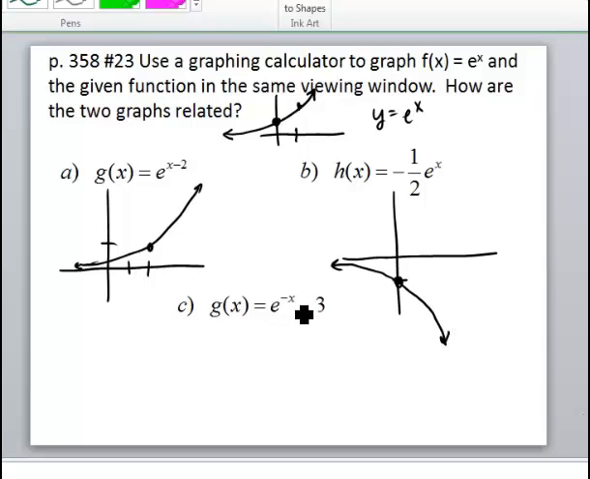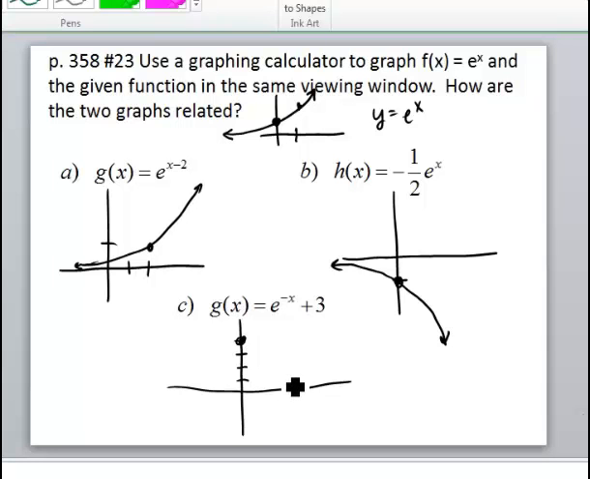This last one is flipped over the y-axis, and the +3 raises it 3 spots. So if I go ahead and raise those 3 spots, I was at 0, 1, now I'm at 0, 2, 0, 3, 0, 4, so I know it's going to cross through there.